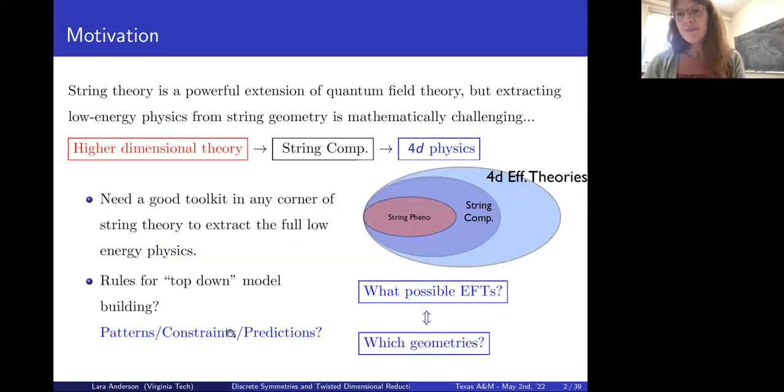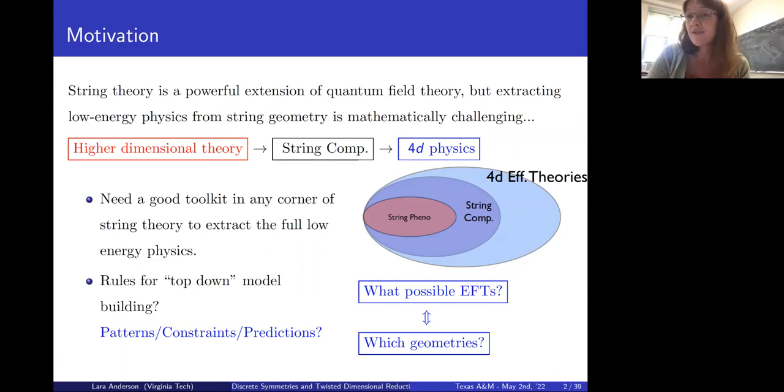So the motivation, as I mentioned, this is going to involve some geometry. And the idea is that within the subject of string compactifications in particular, we understand that string theory is a powerful extension of quantum field theory, but actually extracting that quantum field theory from the sort of higher dimensional formalism of string theory is a mathematically challenging and frequently frustrating process. So in general, we have to begin with higher dimensional string theories, undergo the process of string compactifications to, say, reduce ourselves down to four-dimensional physics. And in any corner of the string landscape, you really need a robust mathematical toolkit to be able to extract properties of the low energy theory that are of interest.